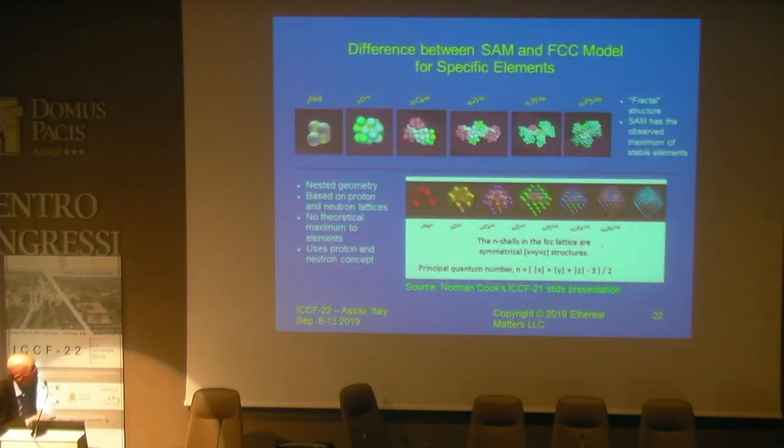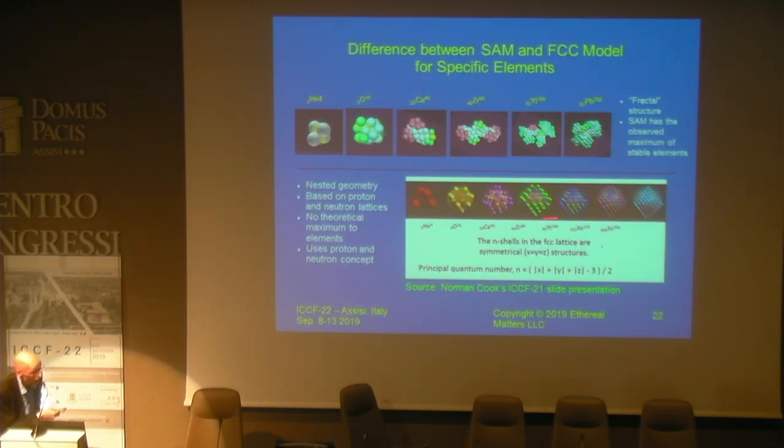So, the differences between the SAM and the FCC model for specific elements. Here we point out the structured atom model on top. This is the alpha particle, if you will, the helium-4. And we've shown an oxygen in comparison to what Norman showed. Calcium, zirconium, ytterbium, I believe it is, and lead. So note that the FCC model has a nested geometry, if you will, right? It's always one center and everything grows around that center, like an onion almost.